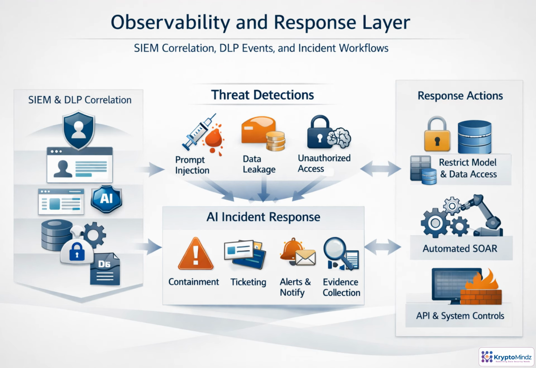Imagine a user trying to extract confidential data through a RAG chatbot. The prompt looks suspicious, and DLP detects sensitive content in the request, response, or retrieved context. SIEM correlation adds identity, API, application, model, and data events to confirm the pattern. From there, SOAR can open a ticket, notify responders, collect evidence, and contain the blast radius by suspending access, limiting model use, or tightening retrieval permissions while the incident is investigated.